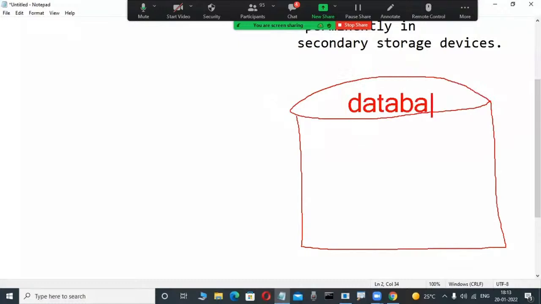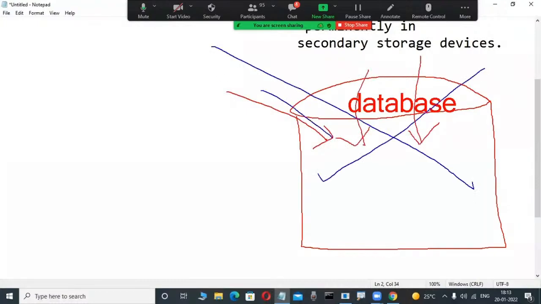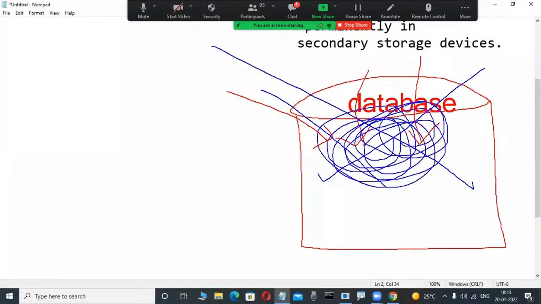Okay, database. Here, in this place only, we are storing data. We are thinking that it is a random collection of data. That is absolutely wrong. Actually, Oracle, SQL Server, DB2, Sybase, Informix, Ingres, Teradata, these types of databases do not store a random collection of data. These databases only store a structured collection of data.